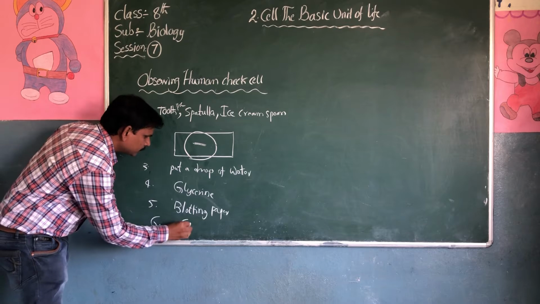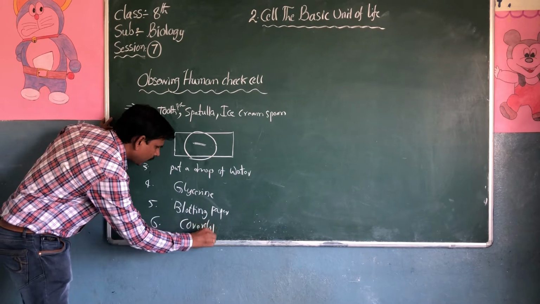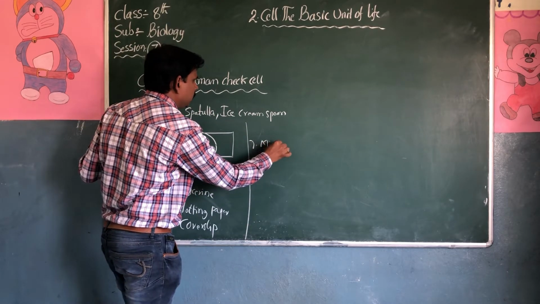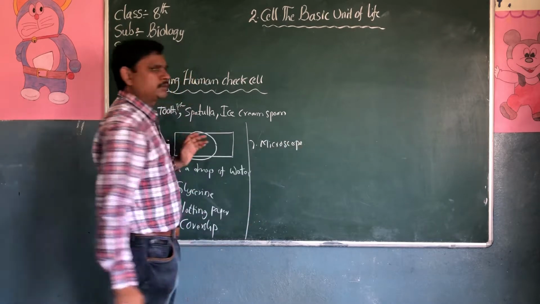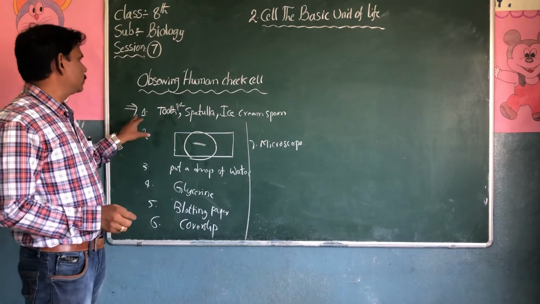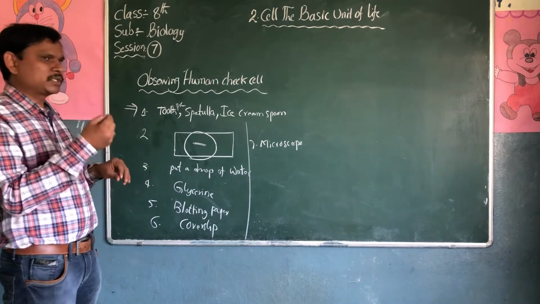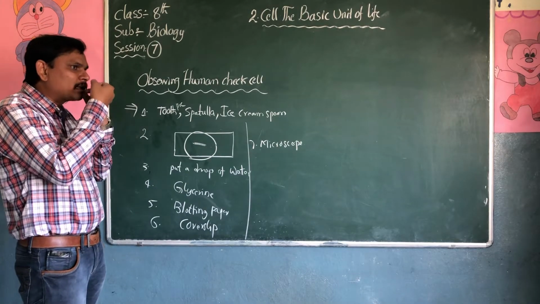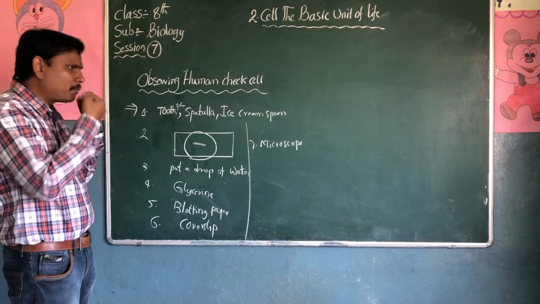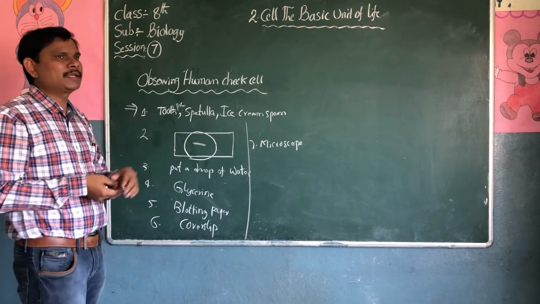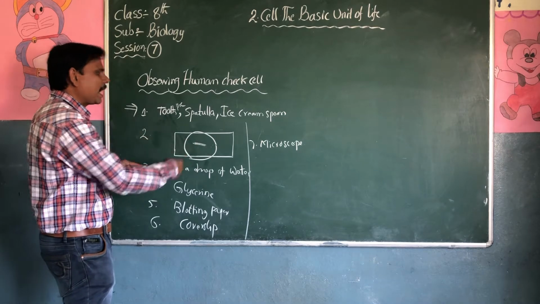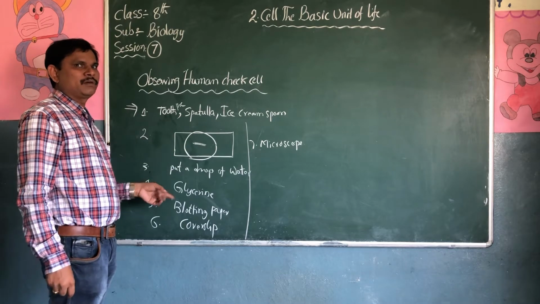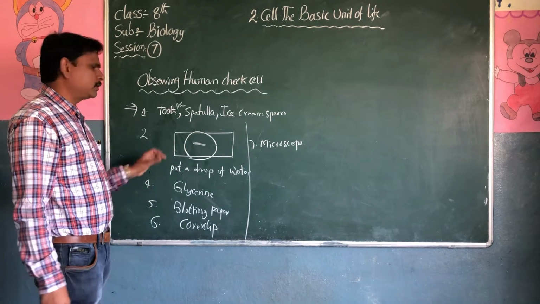Then cover with the cover slip. Observe under the microscope. Simple activity, don't be confused. So, wash your mouth properly. Take a toothpick, spatula or ice cream spoon, and scrape a little amount of the inner lining of the mouth with its help. Place it on the slide. Put a drop of water, then put a drop of glycerin. After a few minutes, cover with the cover slip.